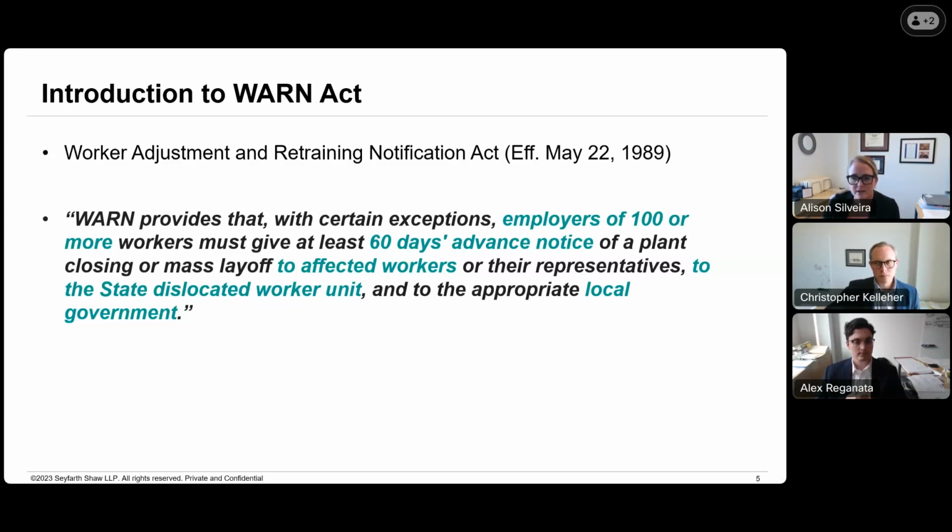The people who have to get notice are all affected non-union employees, union representatives of affected employees, the dislocated workers unit of the state in which the affected employment site is located, the chief elected official of the municipality in which that site is located, and the chief elected official of the county in which the site is located. But not all workforce reductions, even significant ones, are WARN covered events. And I'm going to turn it over to Chris to give us some further context for when the WARN Act is actually triggered.